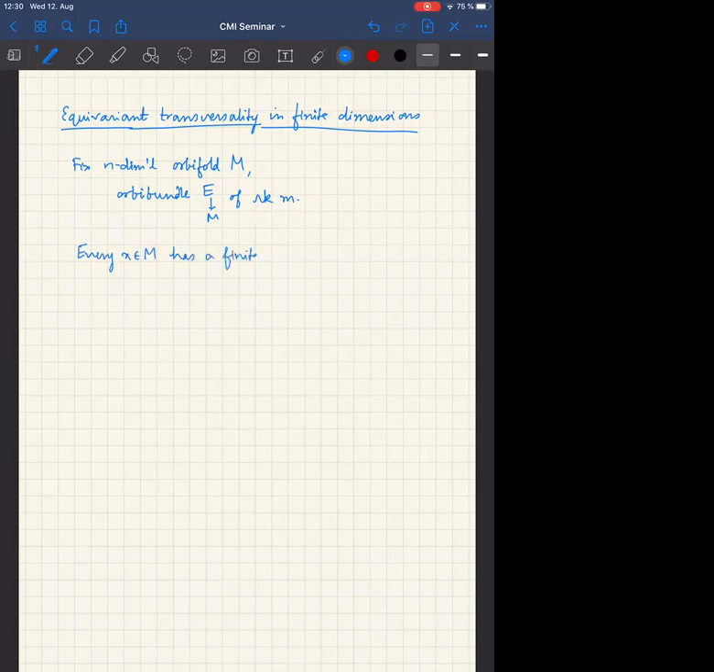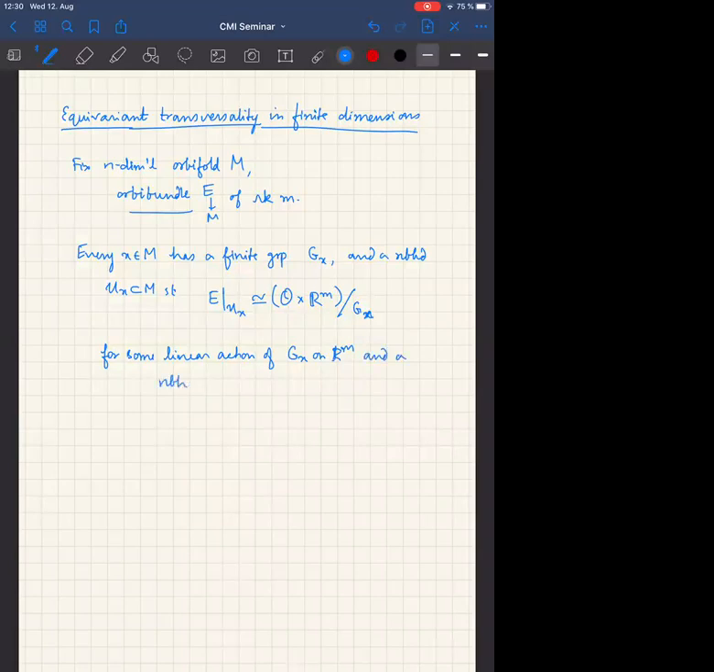So every x in M has a finite group, Gx, say, and a neighborhood Ux of M such that, so I'm also defining the word orbi bundle here, E restricted to Ux is just this, for some linear action of Gx on Rm. So we already have some sort of a presentation of Gx and a neighborhood O in Rn of the origin, let's say.